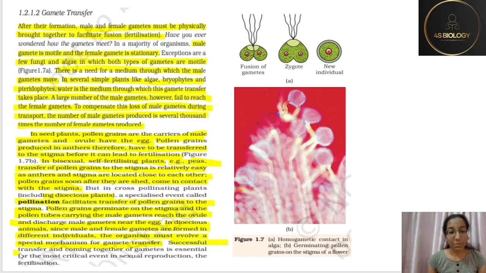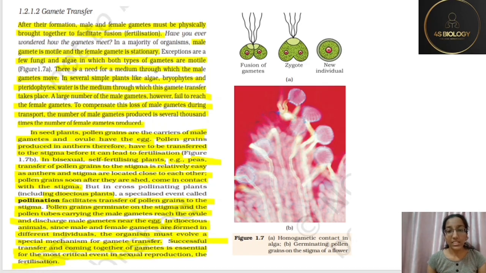Successful transfer and coming together of gametes is essential for the most critical event in sexual reproduction, that is fertilization. Fusion of gametes, then zygote formation, then it will form a new individual. This is gametic contact in algae. This is germinating pollen grains on the stigma of the flower. This is a microscopic structure. This is the stigma, and this round thing is the pollen grains. Okay, it is germinating on the stigma.